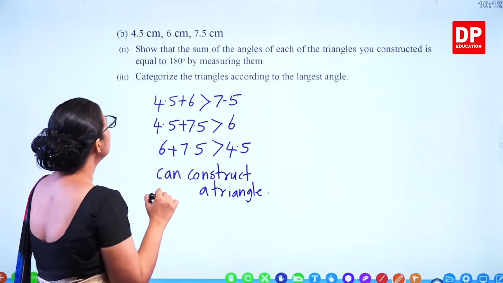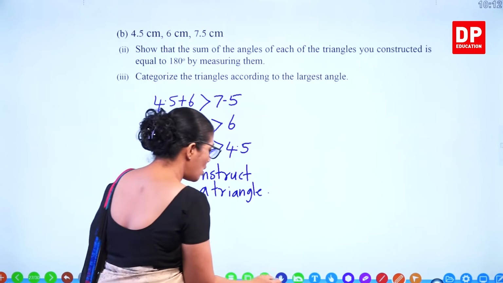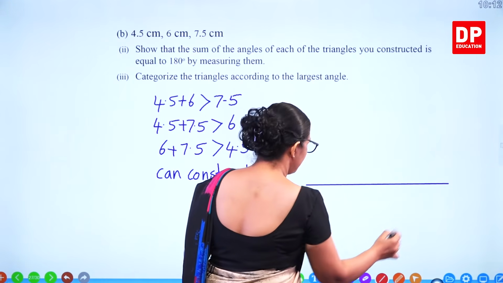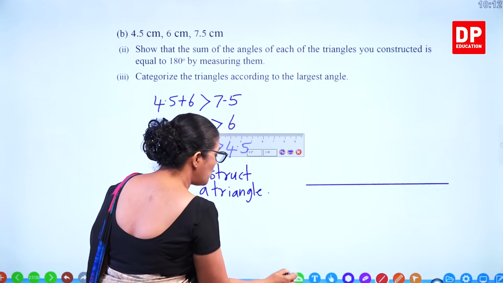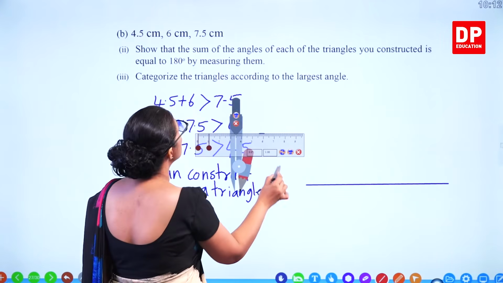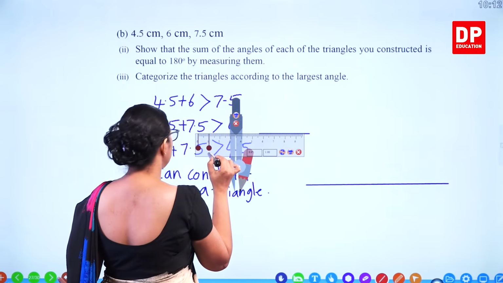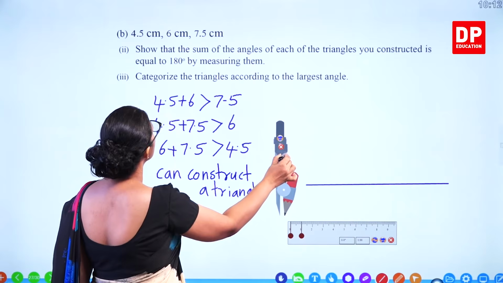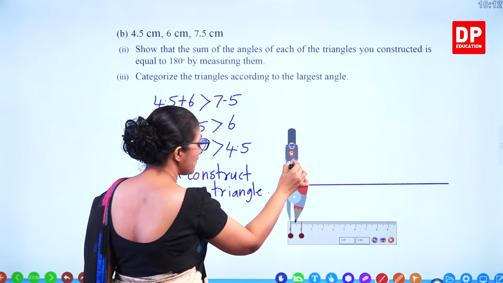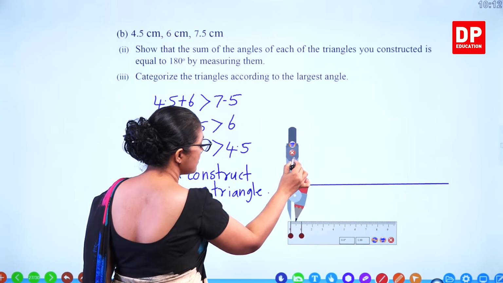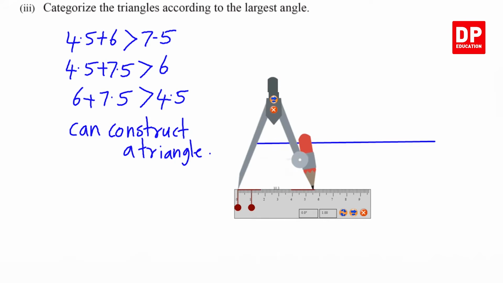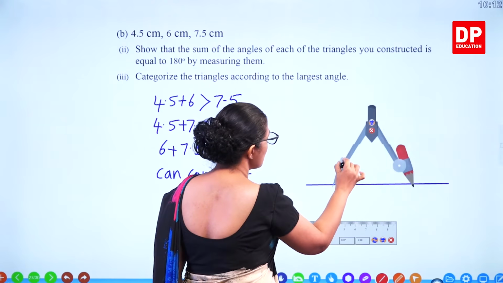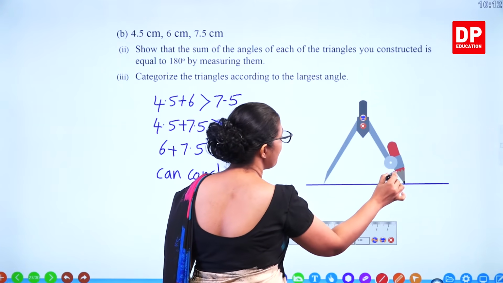So we'll do that now. We have to take a line segment, and using the ruler and the compass, we can measure lengths. So we'll take 7.5 first. That's the largest side. 7.5, that's this length. So we can first construct it.